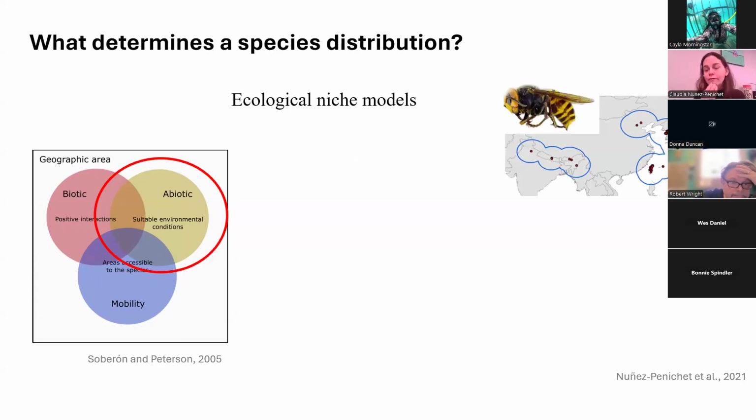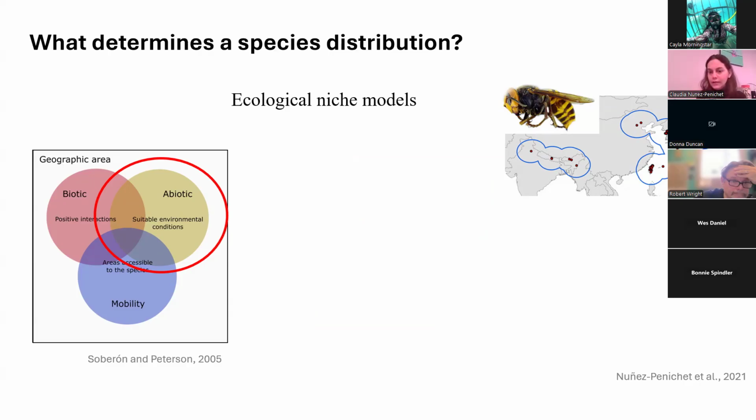Let's say that we have occurrences of a species, in this case Vespa mandarinia, another invasive species in North America that got eradicated from this region. But this species is native to Eastern Asia as well. And here in the map, we can see in red all the occurrences in the native range of this species. We know that the species is there, right?